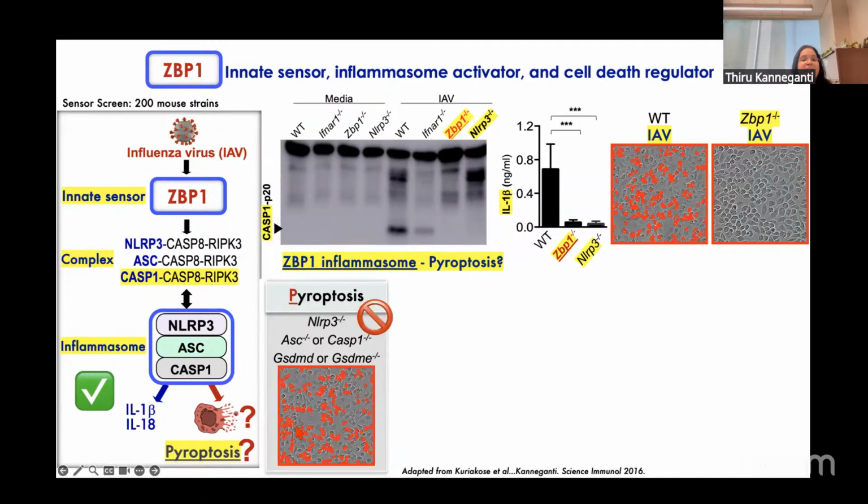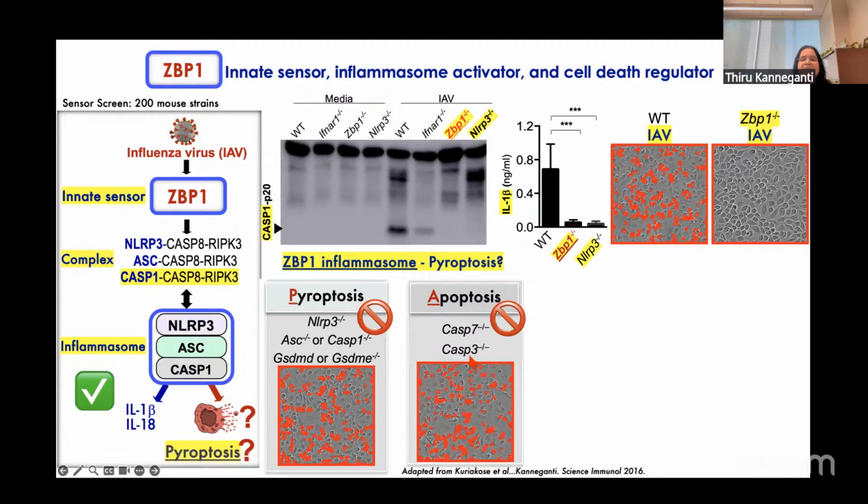So for that matter, none of the pyroptotic molecules like inflammatory caspase-1, caspase-11, or the executioners like gasdermin D or E are involved in disease. Even when we delete them, cell death was still happening. And obviously, this is lytic cell death. We asked if there is any role for apoptotic caspases, and we found caspase 7 and caspase 3 have no role in driving this lytic cell death.